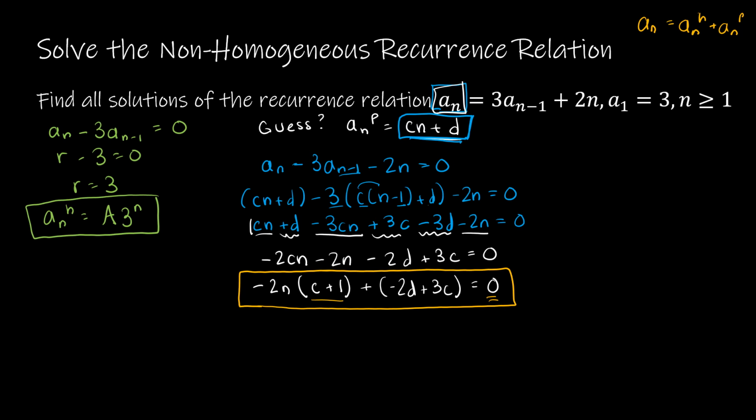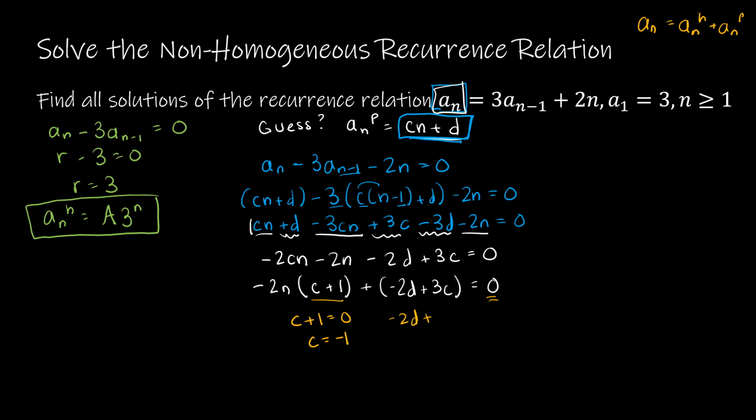Well, I know that if C plus 1 is 0, then this whole value is 0. And if this whole value is 0, I'm basically going to add 0 plus 0. So essentially, it's like the zero product property. I'm going to take C plus 1 and set it equal to 0 and find that C is negative 1. And I'm going to take negative 2D plus 3C and set it equal to 0. And I'm going to replace C with the negative 1 that I just found. So minus 3C, I'm sorry, minus 3. And solve, so I'm going to add 3 to each side and then divide by negative 2. Sorry, that's a negative 3/2.